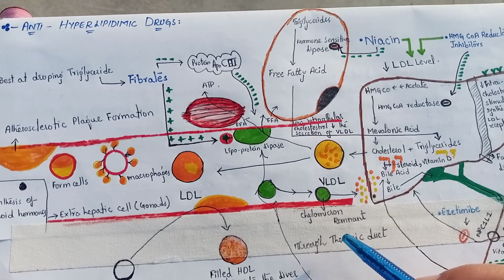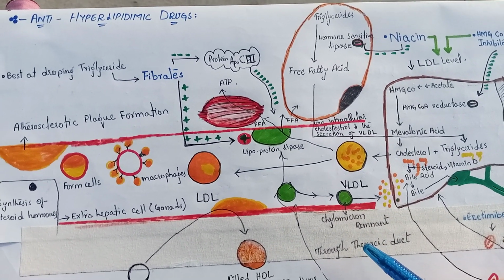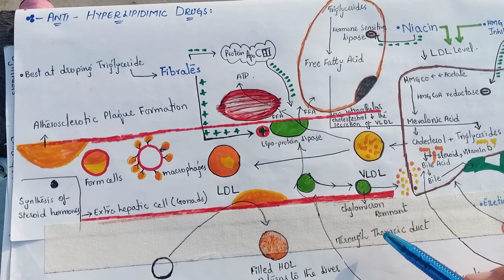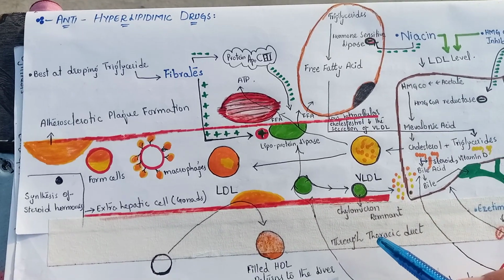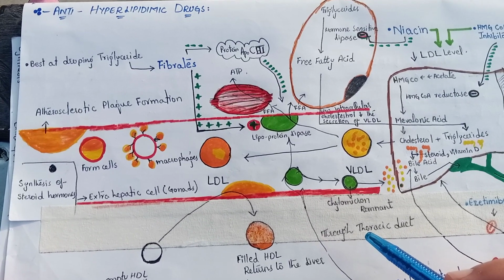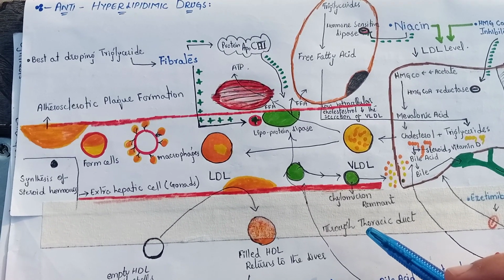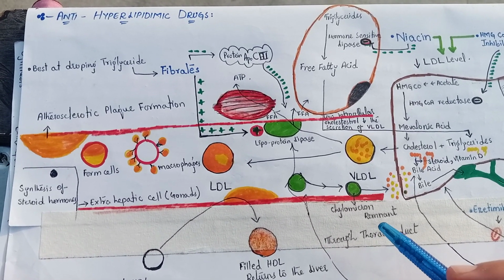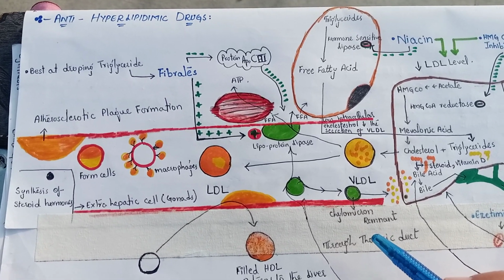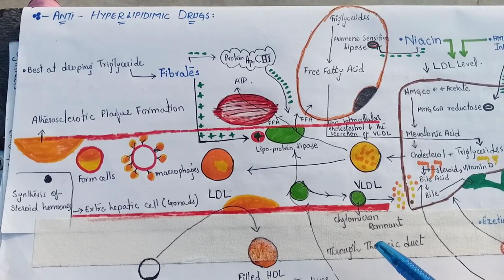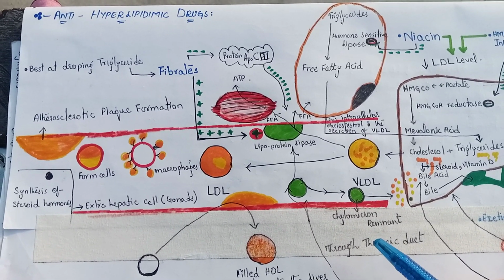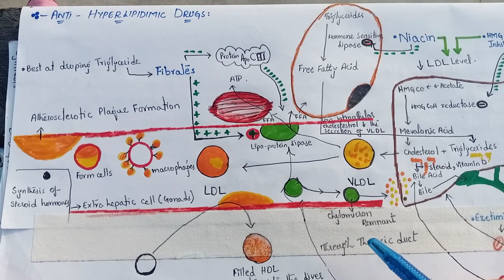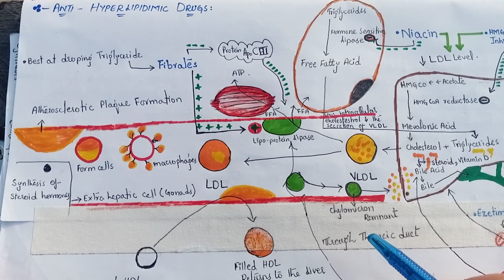Today we will talk about the anti-hyperlipidemic drugs. These are the drugs that decrease the lipid level in the blood. The lipids include cholesterol and triglycerides. So if a patient has high triglyceride and cholesterol levels and a low HDL level in the blood, the anti-hyperlipidemic drugs are given in order to decrease the triglyceride and cholesterol levels and increase the HDL level.